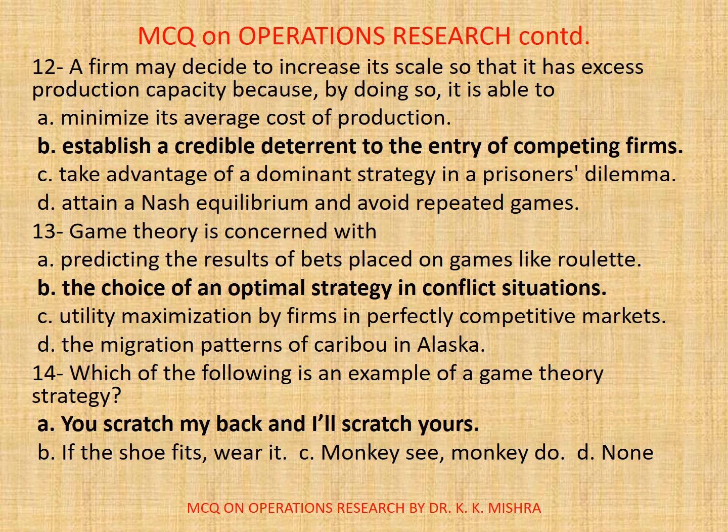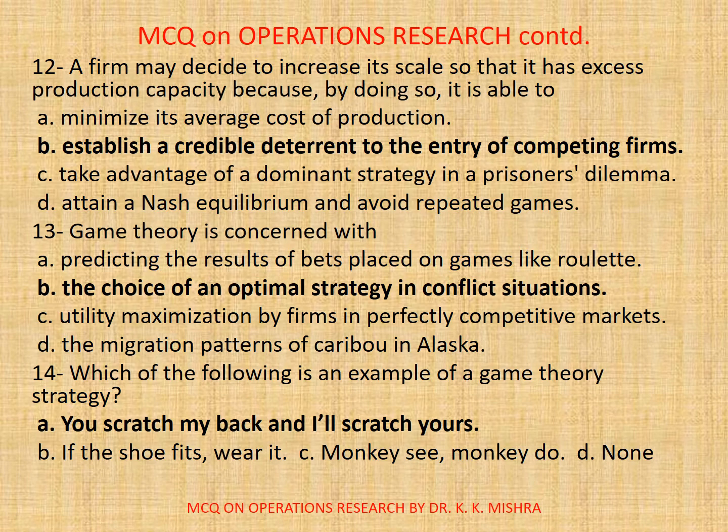13. Game theory is concerned with: A. Predicting the results of bets placed on games like roulette. B. The choice of an optimal strategy in conflict situations. C. Utility maximization by firms in perfectly competitive markets. D. The migration patterns of caribou in Alaska. Correct option is B. The choice of an optimal strategy in conflict situations.